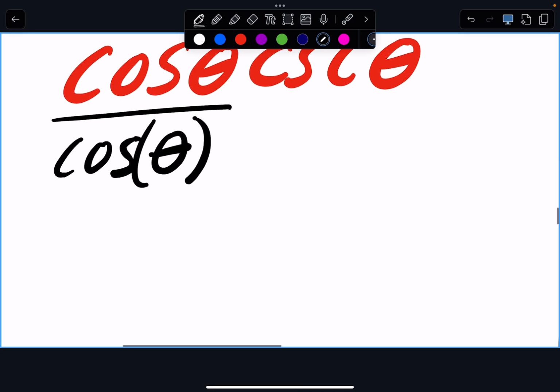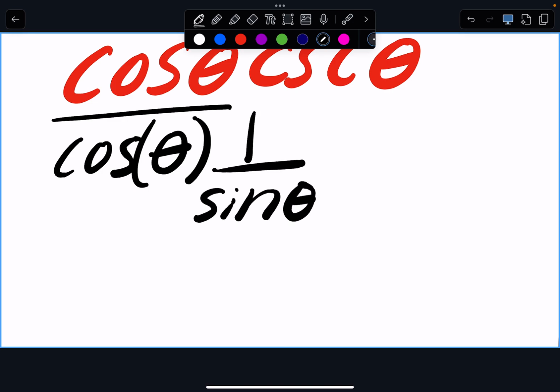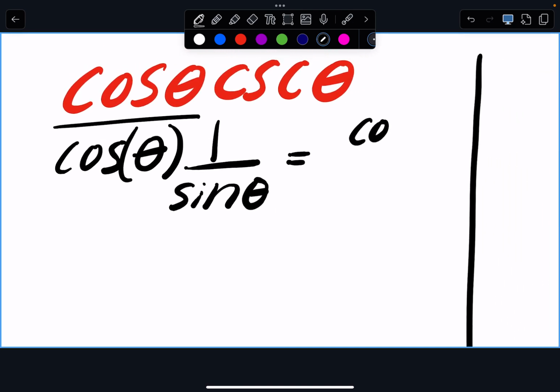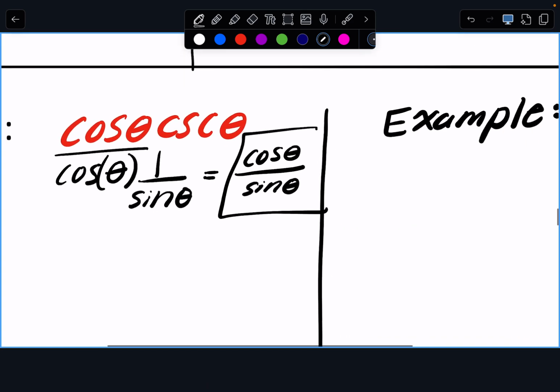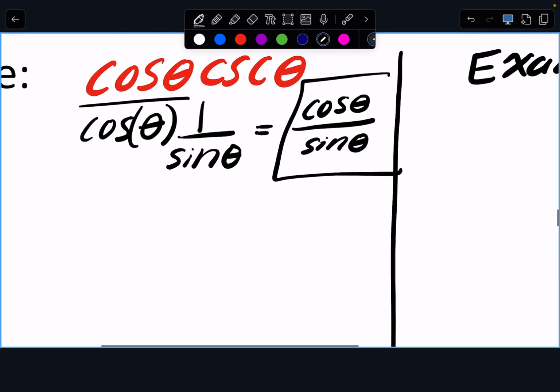What is cosecant? 1 over sine theta, true? So now we have cosine theta divided by sine of theta. Now how are you going to know what that is? Well, I have to give you more information, which was going to come up in the next lesson. So let's just bring it up now. I'm going to give you another true statement. Ready? Let's write it down.